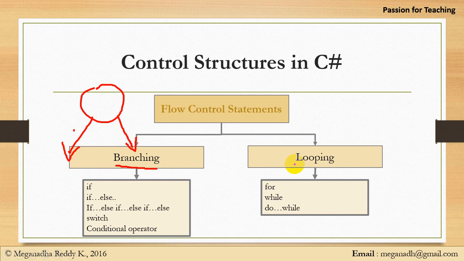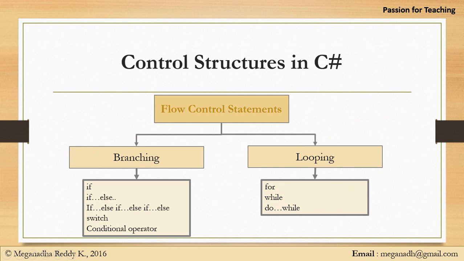Coming to looping, let's take for example, I want to print hello 5 times, or I want to find the multiplication table of a given number. In that case, you have to multiply the number from 1 to 10, n number of times. So you're doing the same task multiple times, and that is considered looping.